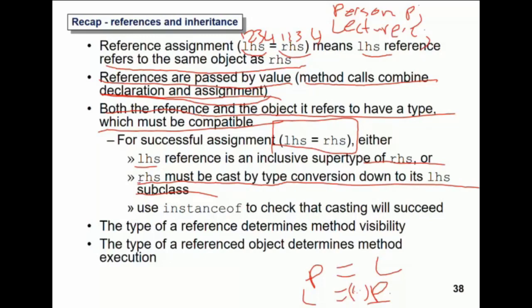The right-hand side must be cast by type conversion down to its left-hand side subclass if you have a situation like this. And therefore you need to be sure that P here contains a Lecturer, so you're able to do that.